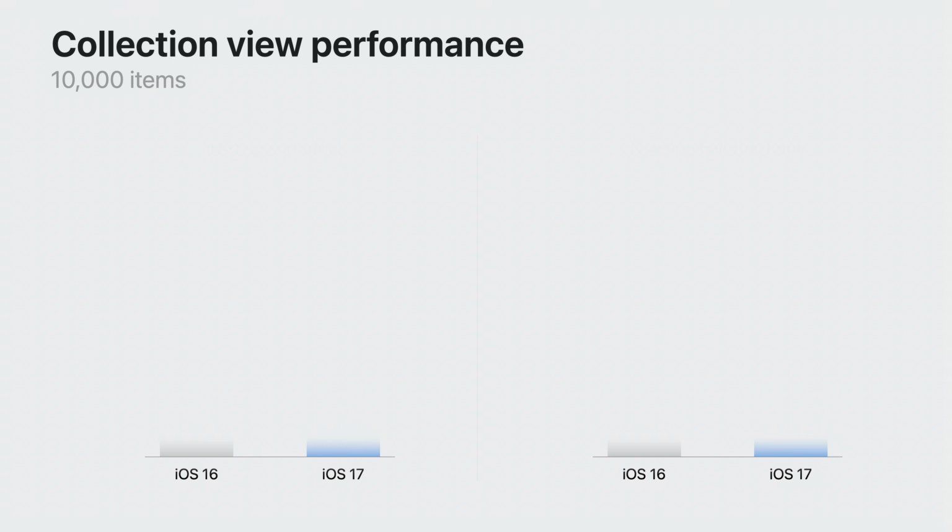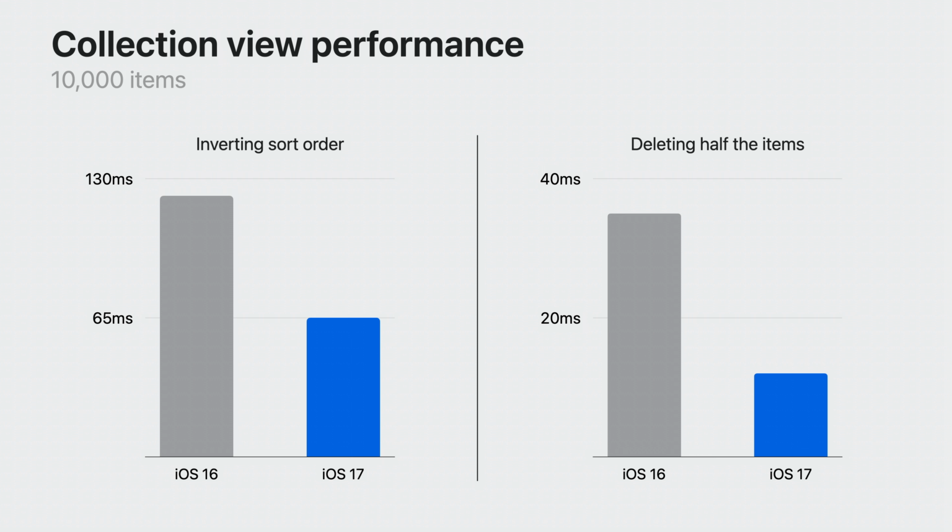I'll start with collection views, which have been greatly optimized with many performance improvements in iOS 17. These graphs show how much faster collection view is in iOS 17 when performing operations with a large number of items. iOS 17 is nearly twice as fast as iOS 16 to invert the sort order of a collection view containing 10,000 items. And it's almost 3 times as fast to perform an update that deletes half those items.